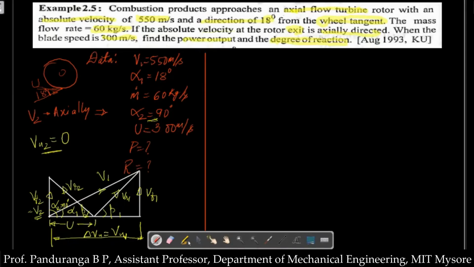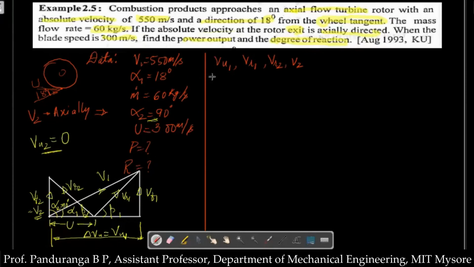So let us solve this. To solve this, we can use either the graphical method or the analytical method. Since we are solving this problem analytically, let us solve this also in the analytical method. So now I need three velocity components: VU1, VR1, and VR2, and also V2. These are the velocity components we need to calculate from the given data to find the power and degree of reaction.